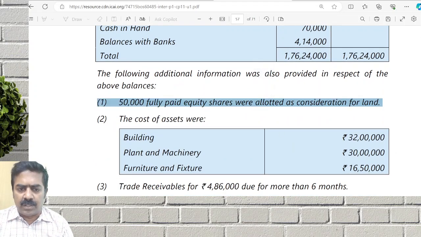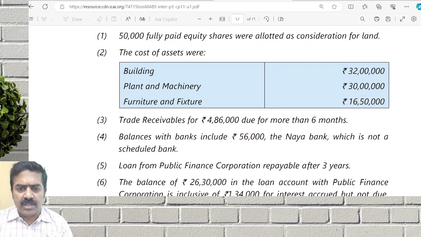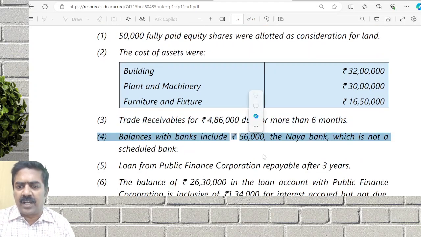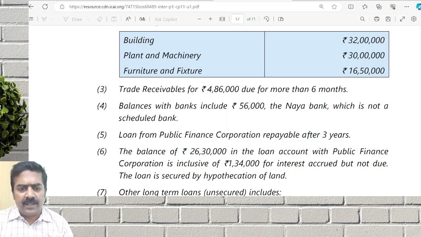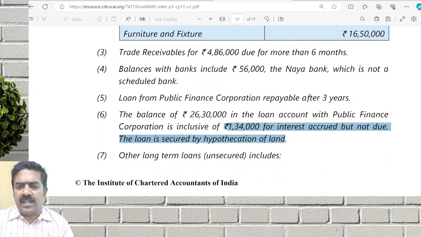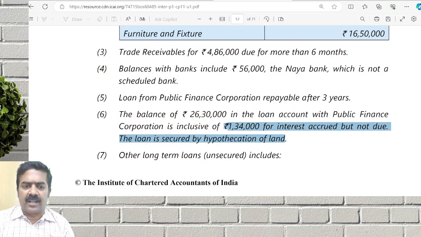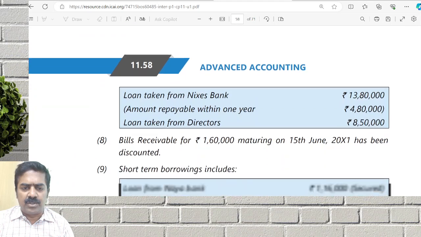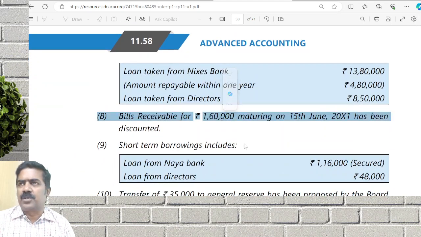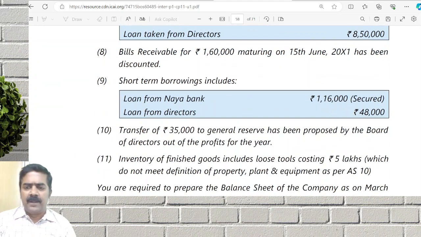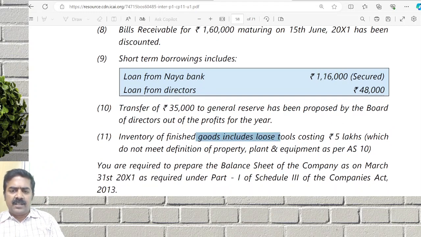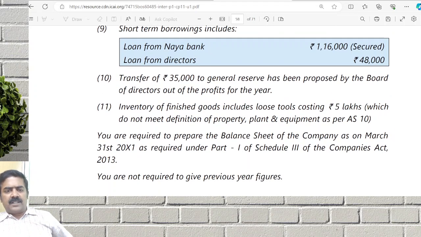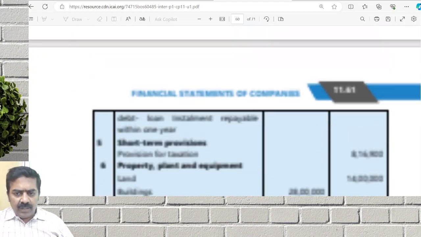This is notes to accounts, building also notes to accounts, due for 6 months, notes to accounts, bank balance, notes to accounts. This is also long-term loans. And that 1,34,000 interest you have to eliminate and you have to show it in what? Current liability, no? Other long-term loans, notes to accounts. Bills receivable discounted is what? Contingent liability. Even this one is notes to accounts. Transfer 35,000, fine, 35,000 to what? They have given it to general reserve. Okay, they have given notes to accounts for inventory. Okay, we'll just see the answers.